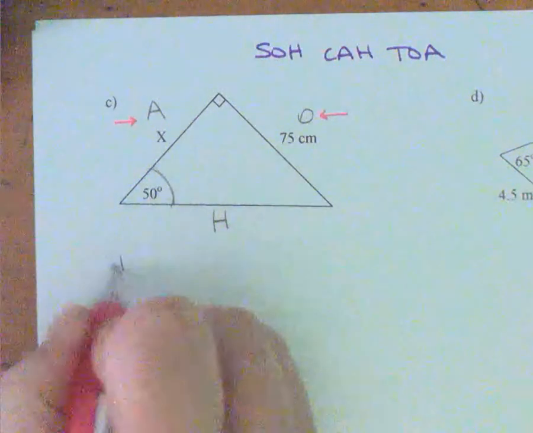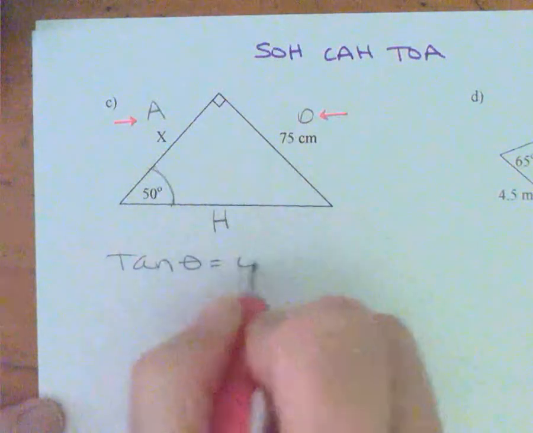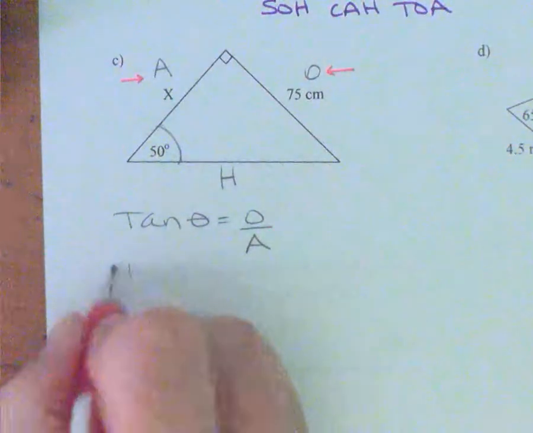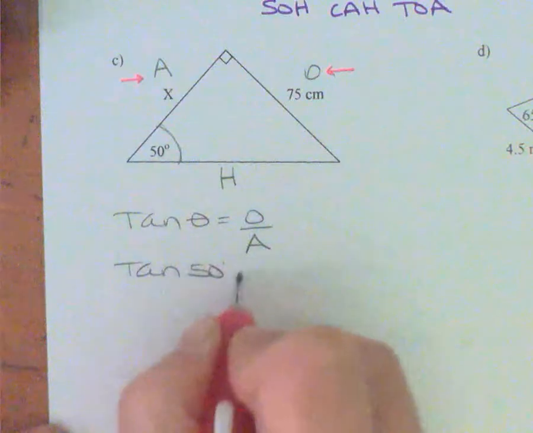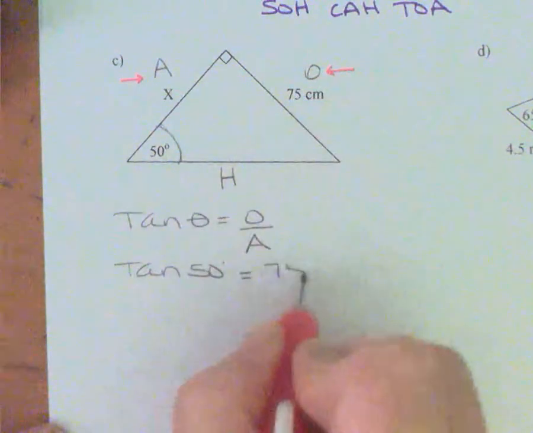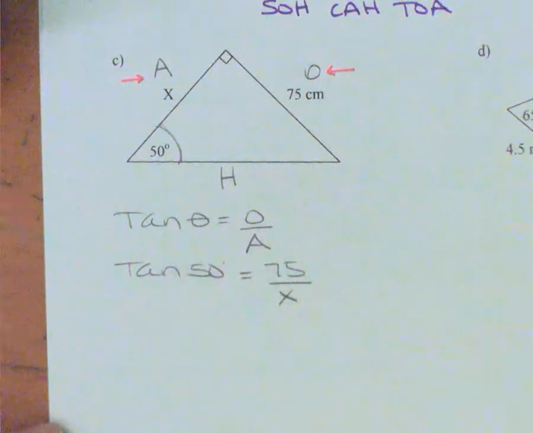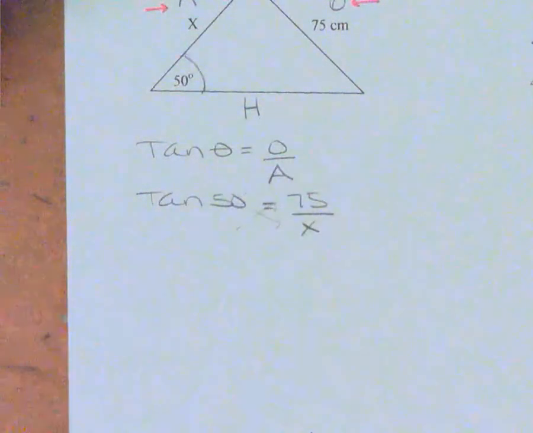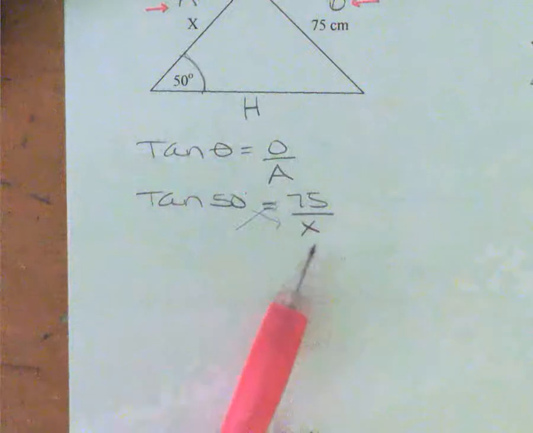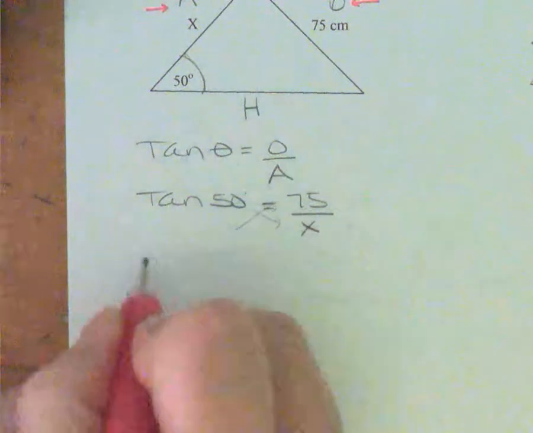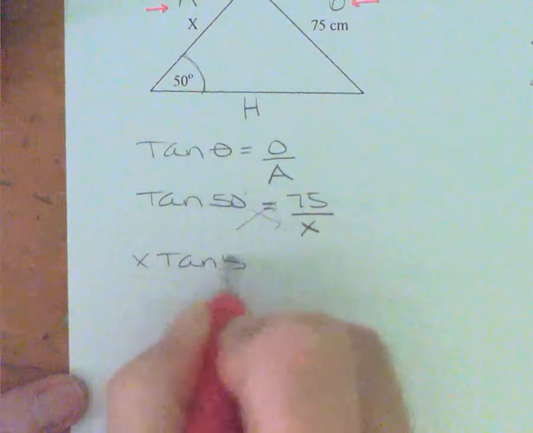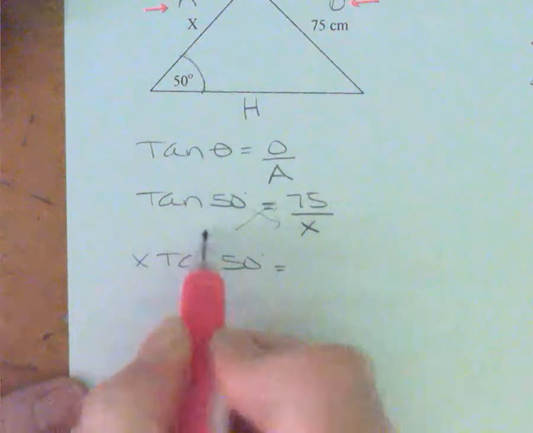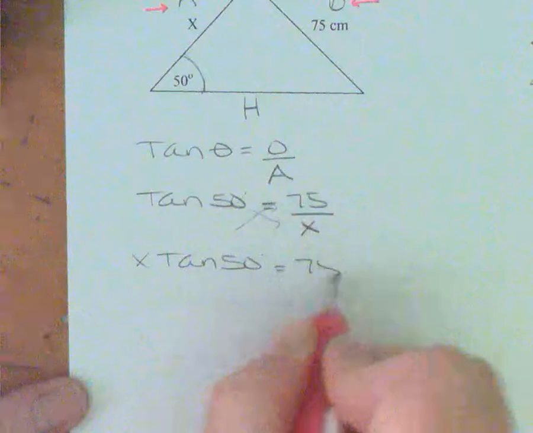So I'm going to write tan theta is equal to opposite over adjacent. So I'm going to write tan of 50, opposite is 75, and adjacent will be X. Again, I'm going to cross multiply. But again, in this instance, X is on the bottom. So I want X on the left, and it's going to multiply with tan 50. There's a 1 here, so I'm going to do 1 times 75, which is 75.